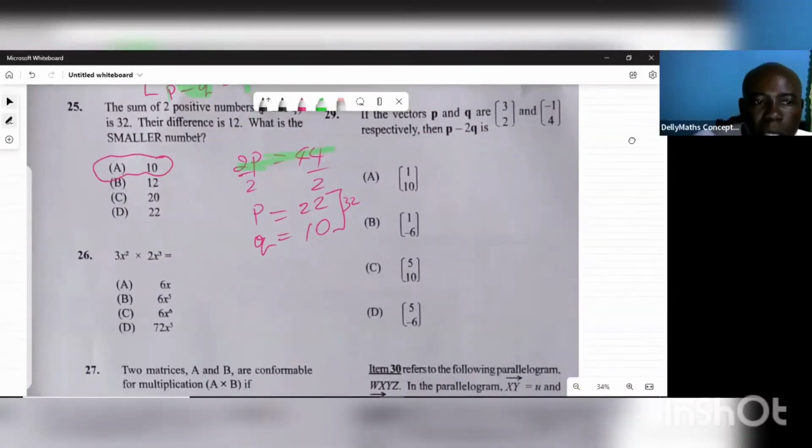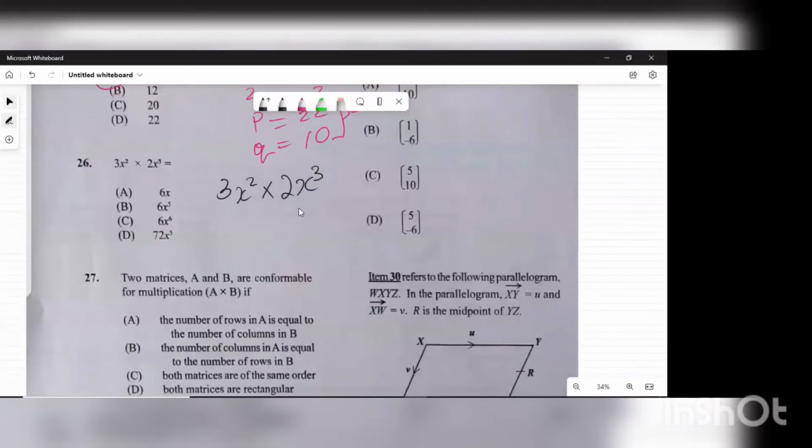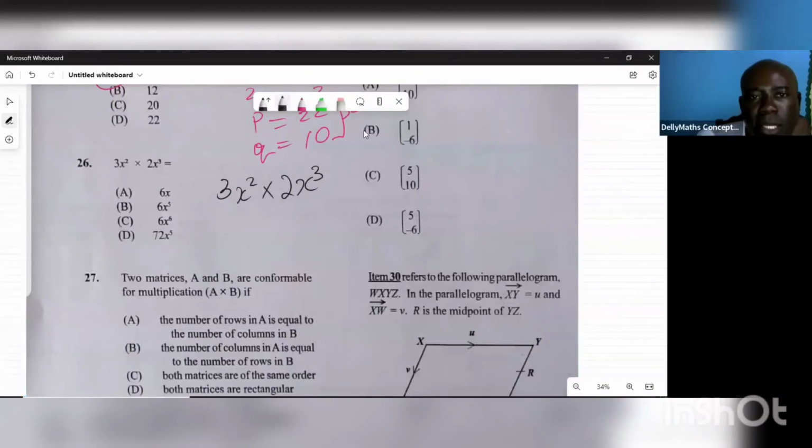All right, number 26. You're multiplying 3x to the second times 2x to the third.